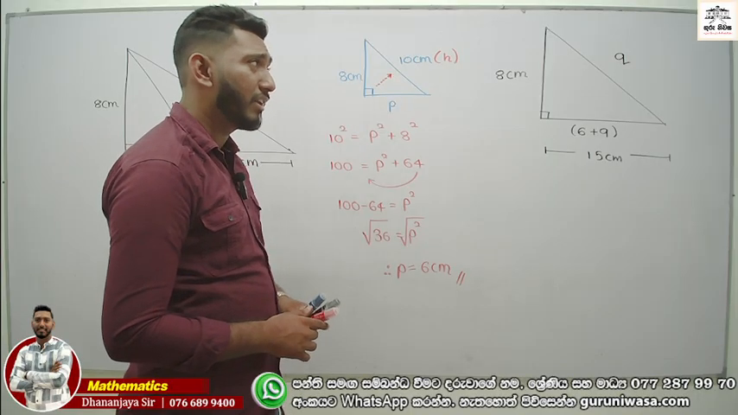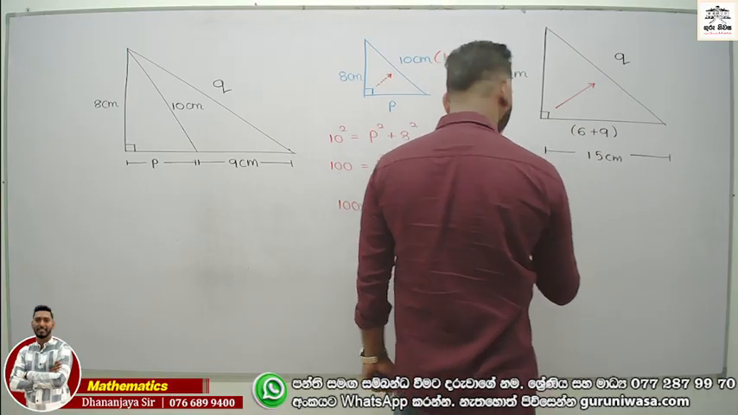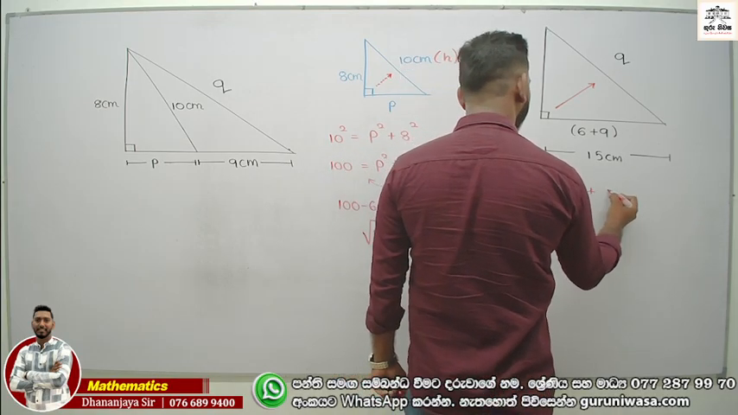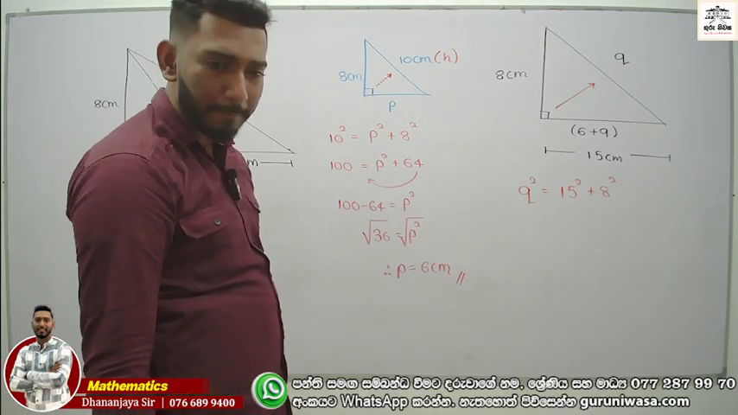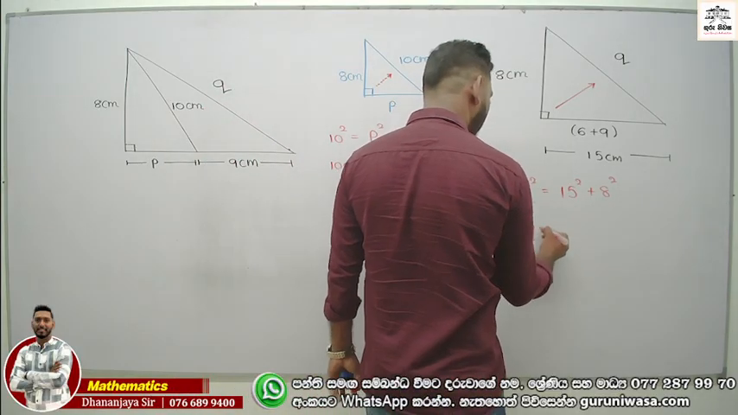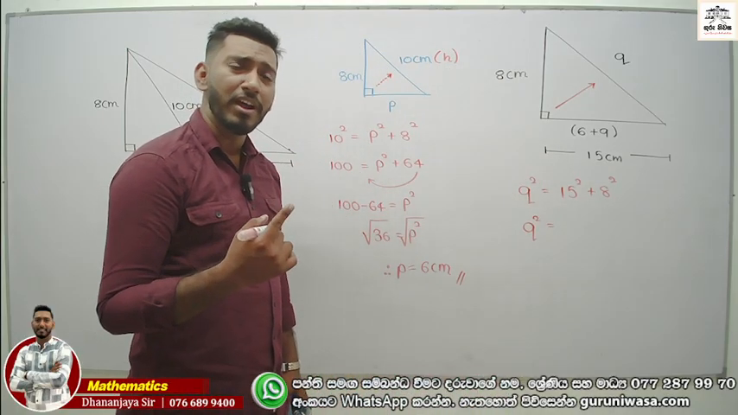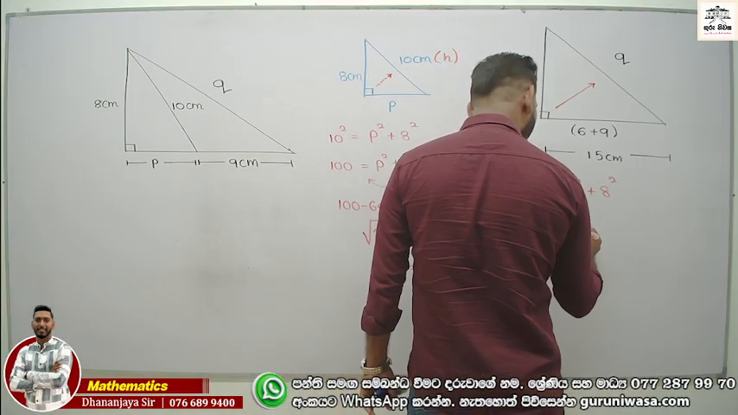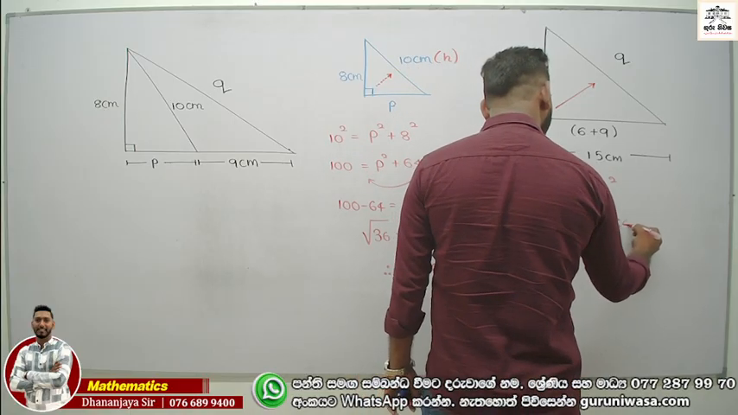So to find q, we use q to the power of 2 because this is the hypotenuse. Now q squared is equal to 15 squared plus 8 squared. Right? 15 squared plus 8 squared. 15 squared is 225. And 8 squared is 64.